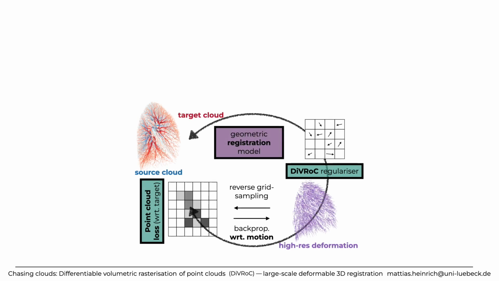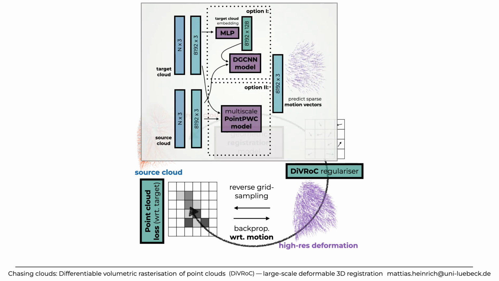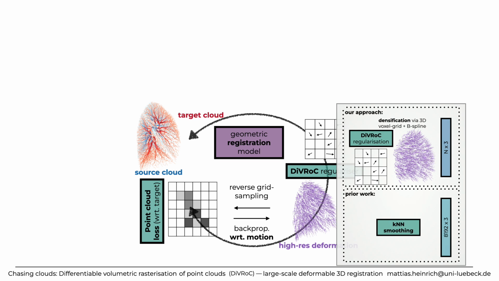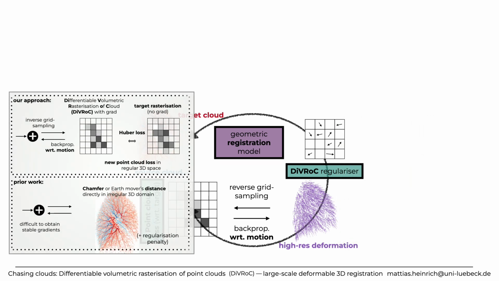Our method comprises three main parts: a geometric registration model, which could be either a PointPWC-Net or a customized DGCNN with EdgeConvs that predict a sparse motion vector field for about 8,000 points. Our new DiffRock regularizer performs an intermediate densification and B-spline smoothing, and is more robust than the KNN smoothing used in prior work. And finally, our new DiffRock point cloud distance, which enables stable gradients and scales well to huge datasets.